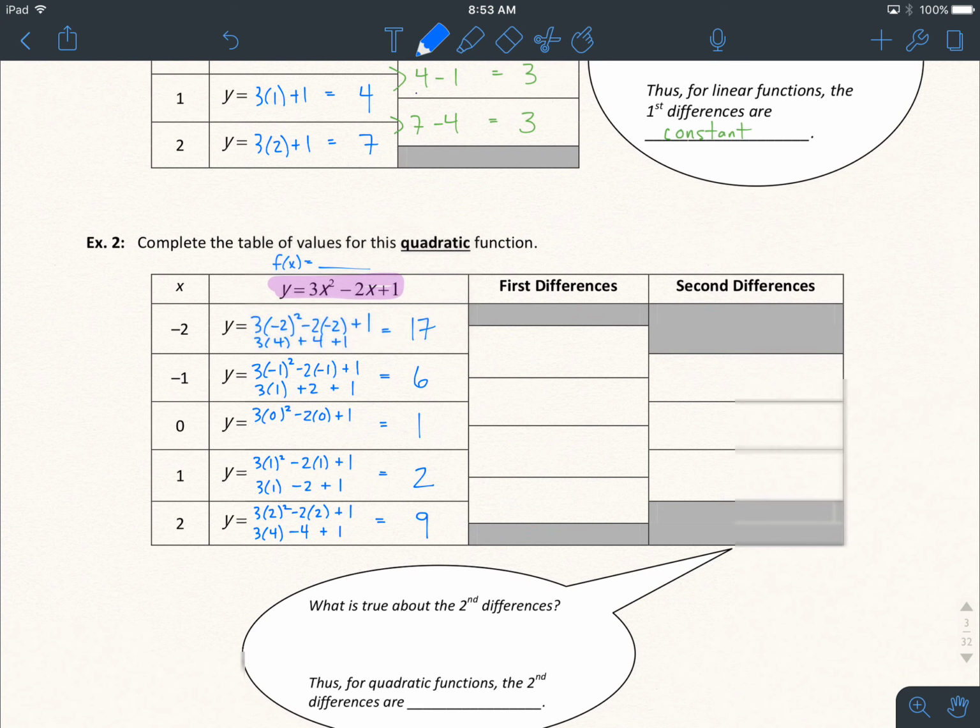All right, so there's our table of values. Nothing too fancy that we're seeing there. It's hard to interpret tables. That's just not something our brains are really good at. So that's why we use things like first and second differences. So let's do the first differences here.